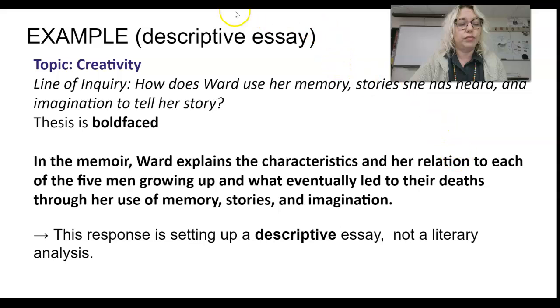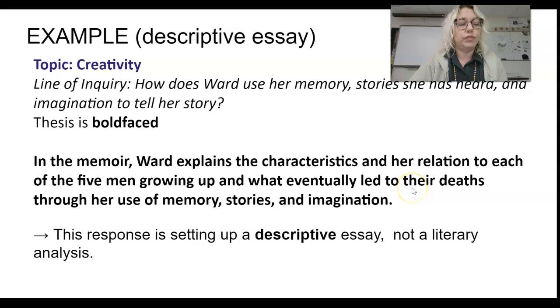You want to avoid a descriptive essay. And I read a lot of these, and I told you in the comments that you had an essay that mostly describes. If that was the case, typically it did not score higher than a 2 in criterion B. So here is one thing to avoid. This planning is setting up a descriptive essay.